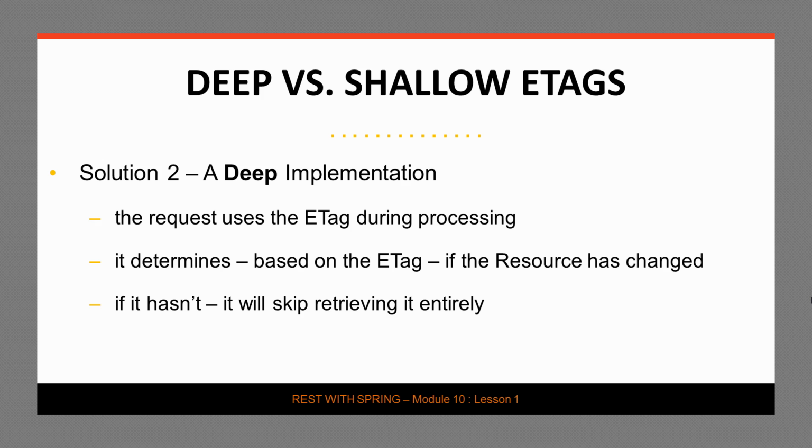But of course, the main point here is that we need the mechanism to be able to verify if the ETag has changed or not. Remember that in the shallow implementation, it was much easier to calculate the ETag because we were doing that at the very end, when the response was already computed. So at that point, it's easy to apply a hashing algorithm over that response and calculate the ETag value. In the beginning, however, of course, it's much more difficult.